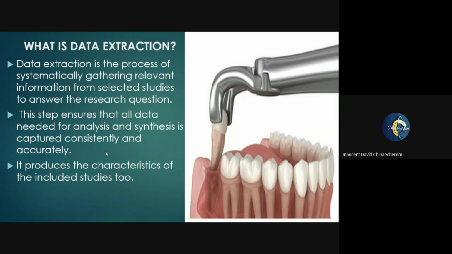Data extraction is the process of gathering all the relevant information from those selected studies to answer the question. Because once you've assembled your studies in your systematic review, the next thing that is very important is for you to extract the relevant information from them. That information is what you then use in answering your research question.